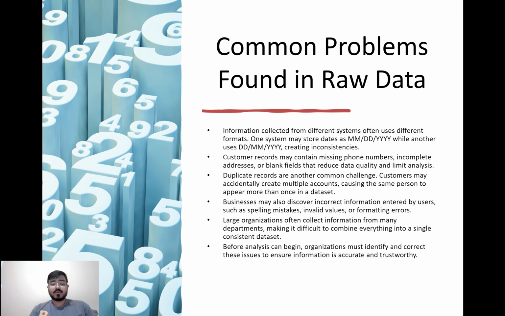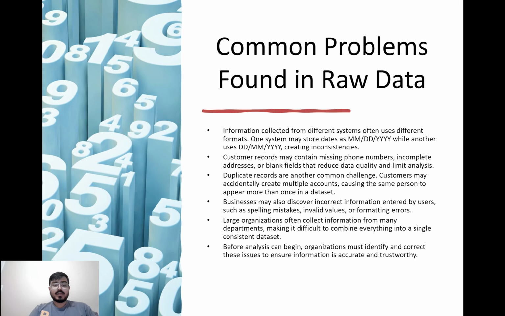Let's look at some common problems organizations encounter when working with raw information. One common issue is inconsistent formatting. For example, one system may store dates as month, day, and year, while others store them in a completely different format. Another challenge is missing information. Customer records may contain missing phone numbers, incomplete addresses, or empty fields that make analysis more difficult. Duplicate records are also very common. Sometimes customers accidentally create multiple accounts, causing the same person to appear multiple times in a dataset.